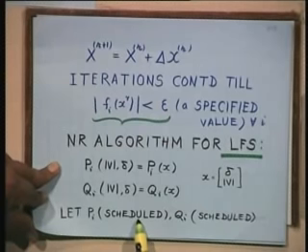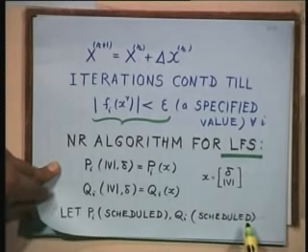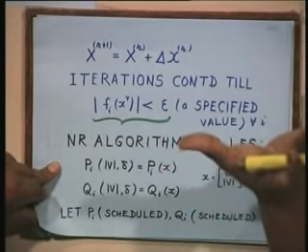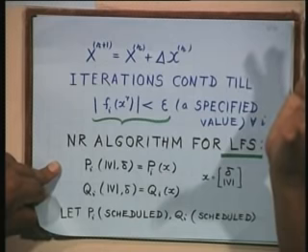Now, let Pi scheduled and Qi scheduled be given to you on all PQ buses. What is the definition of a PQ bus? Where P and Q are given to you. They are scheduled.